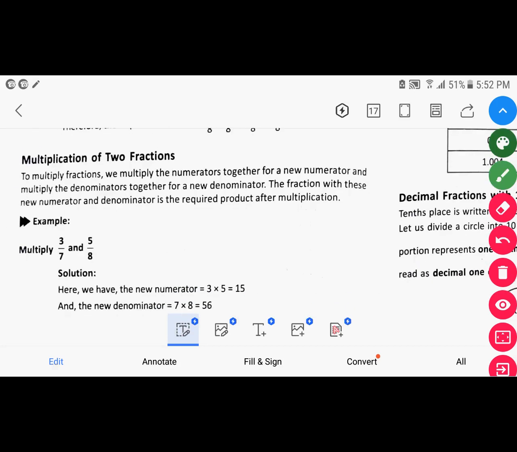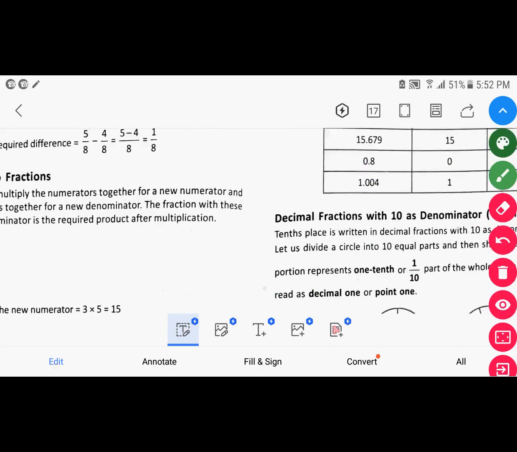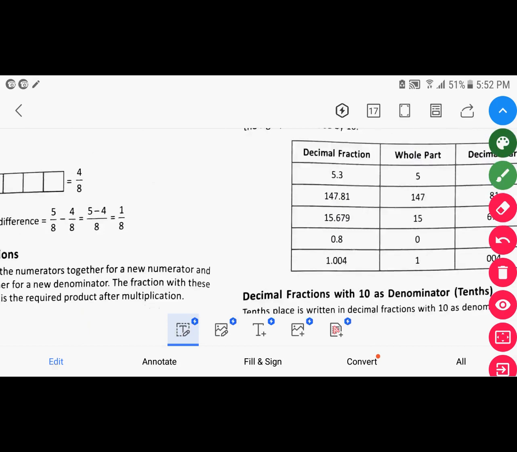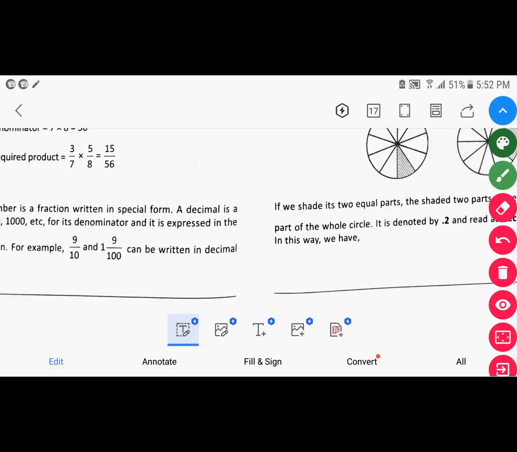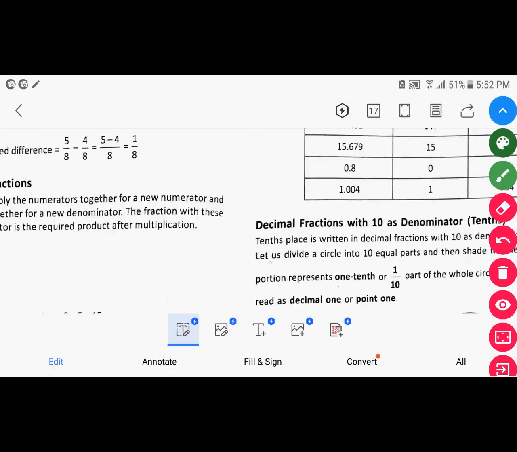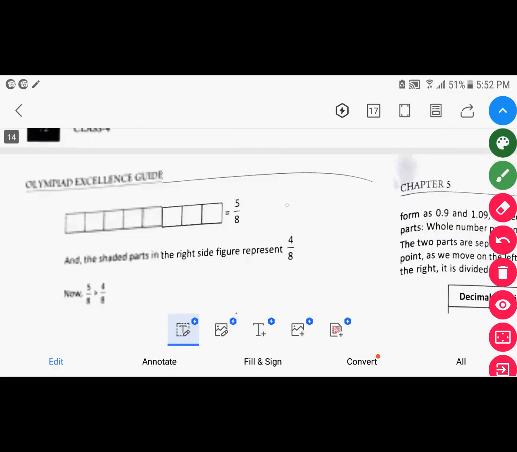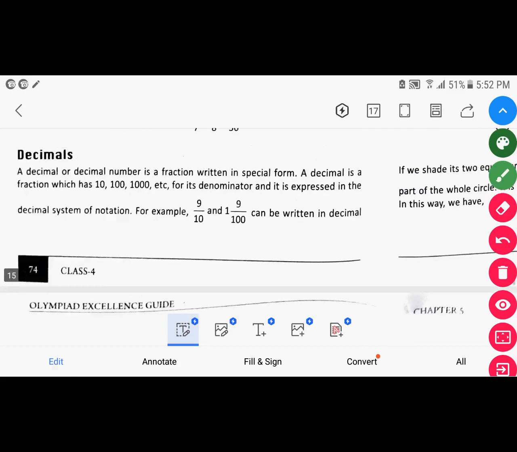multiplication of two fractions. For multiplication it is simple. The two fractions are given to you, 3 by 7 and 5 by 8. You just multiply the numerator with the numerator and the denominator with the denominator and you get your answer. Okay. Now the next topic is decimal, and that topic we will learn and then we'll stop.